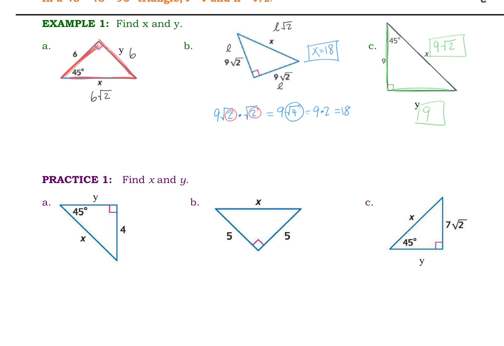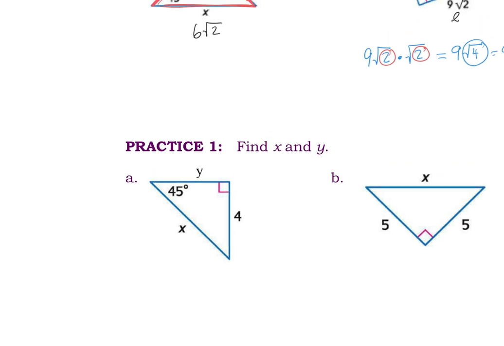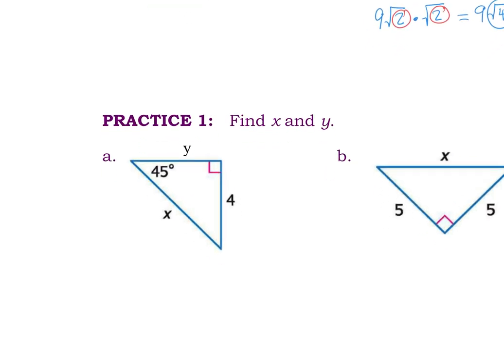All right, bringing it back, let's check them. Okay, so for this one, this was another simple one. We've got our leg here, that's 4, so I know our other leg is also 4, and the hypotenuse is 4 radical 2. If these are your answers, you nailed it.